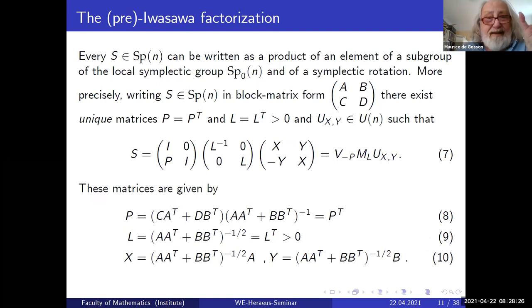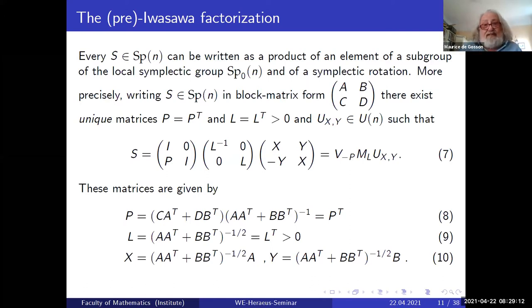Now, combining the local symplectic group and the unitary group, we obtain what is called the Iwasawa or pre-Iwasawa factorization. It turns out that every symplectic matrix S can be written as a product of an element of Sp_0(n) and of a symplectic rotation. More precisely, you have formula 7 there, saying that every S can be written as a product V_-P, M_L, and then a unitary matrix U_X,Y, where P, L, and X are easily calculated explicitly using formulas 8, 9, 10.